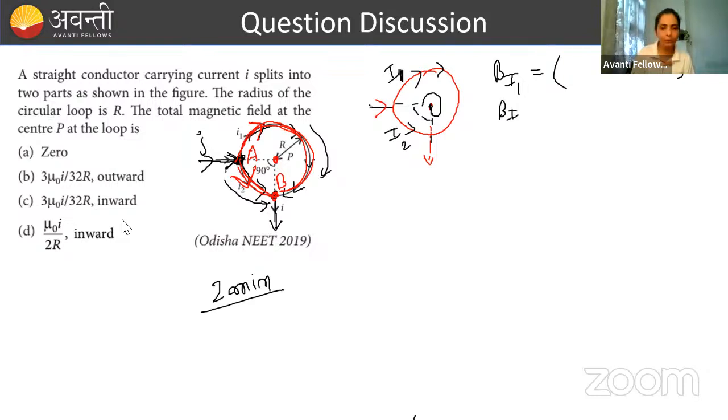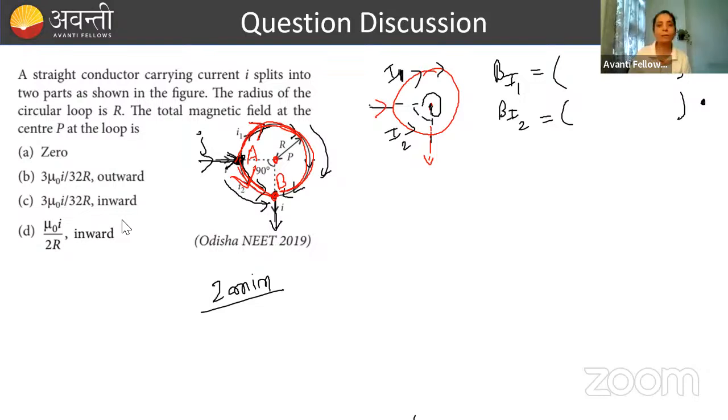And what will be because of I2? In which direction? Current is flowing in the anti-clockwise direction. If you curl your finger in that sense, then the magnetic field is coming out of the plane of paper towards me, that is out of the plane of paper. So because of the second current, the direction is outward. So overall, the magnetic field will be the subtraction of these two. We need to subtract them, right?